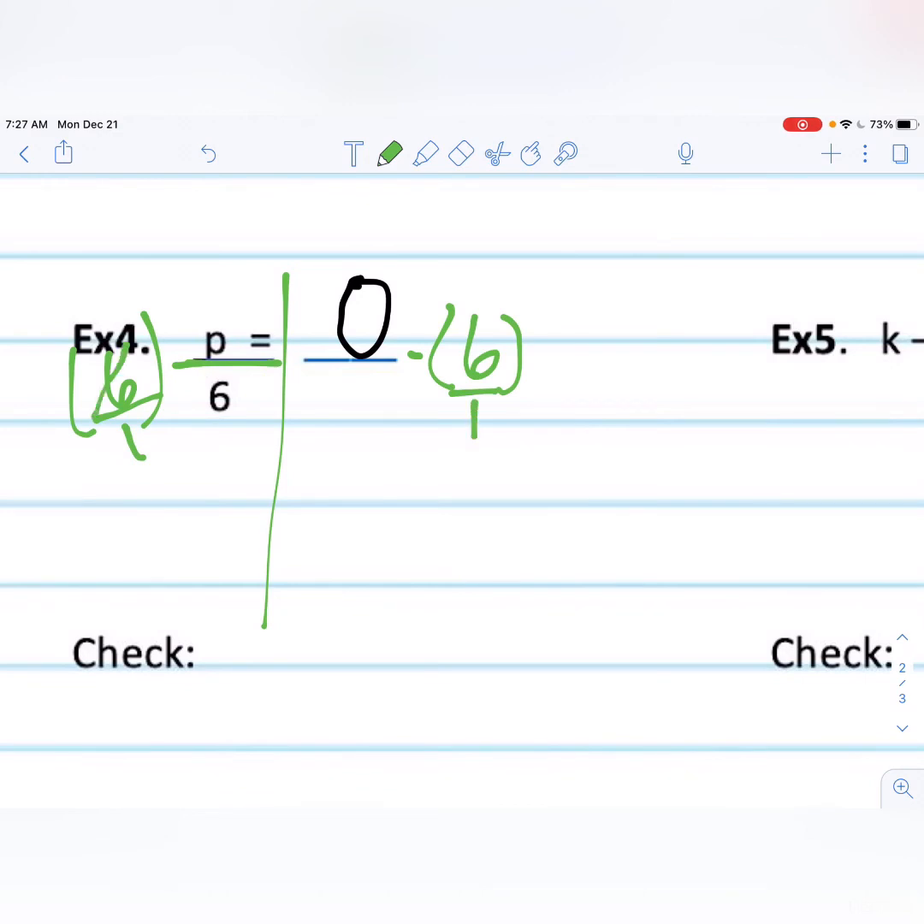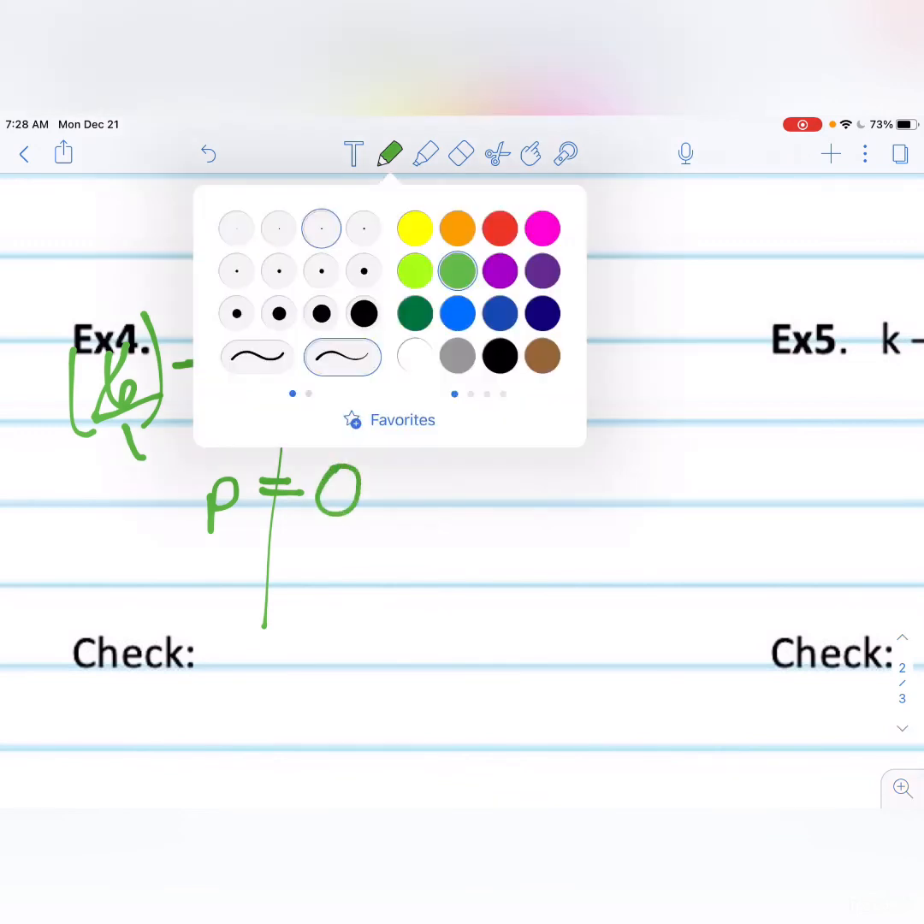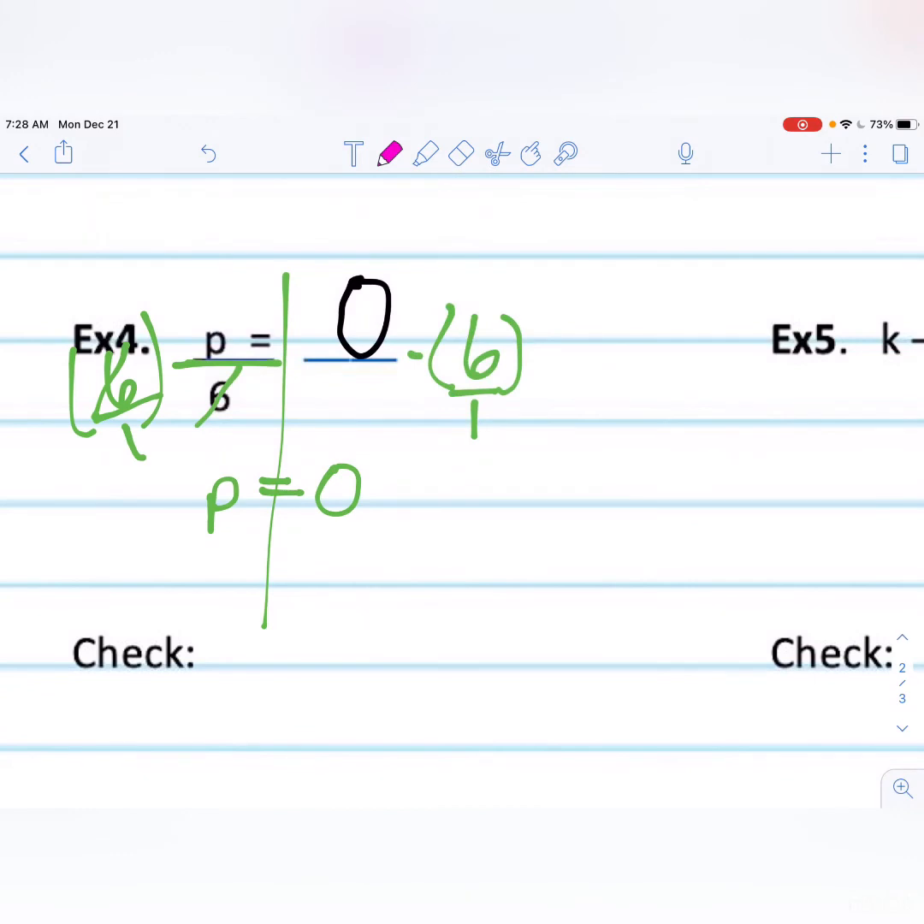And then this 6 and this 6 cancel to a nice 1, because I'm multiplying and dividing by the same thing. So that gives me p equals 0 times 6 is 0. Remember, you can't divide by 0, but you can do 0 divided by anything else. So 0 divided by 6, yep, that equals 0.